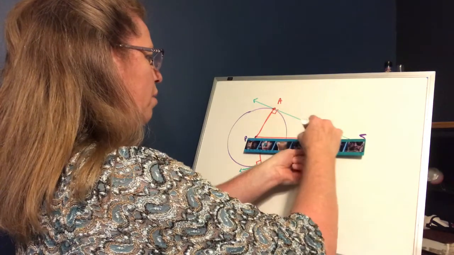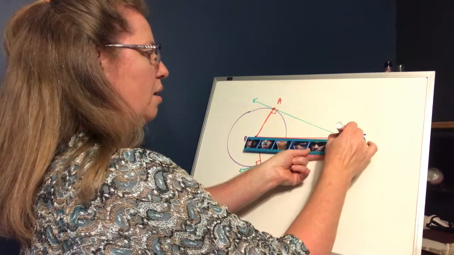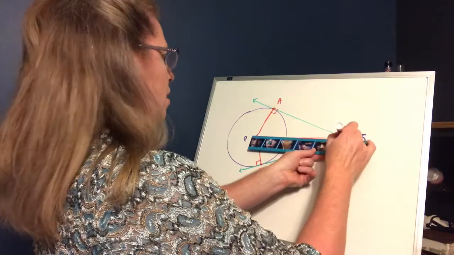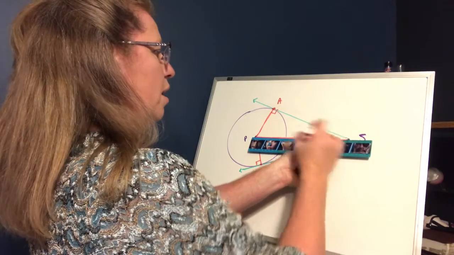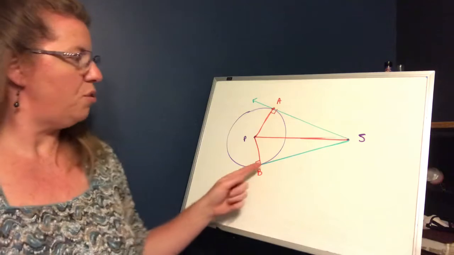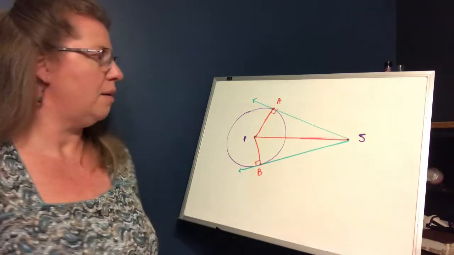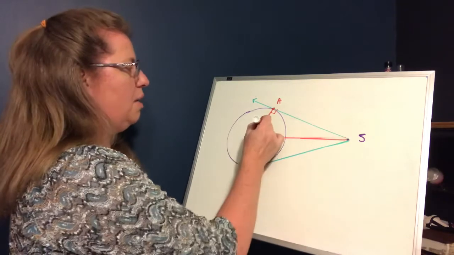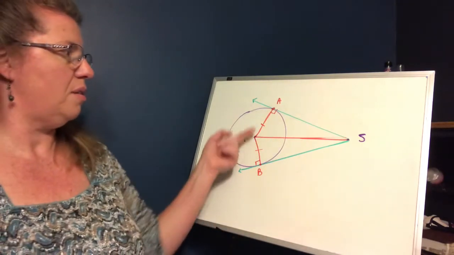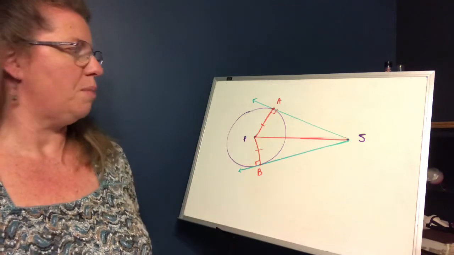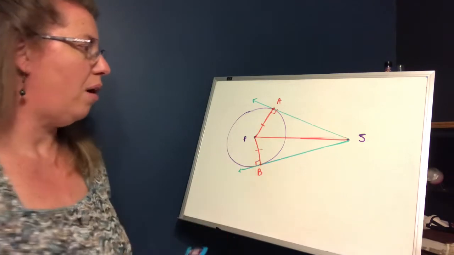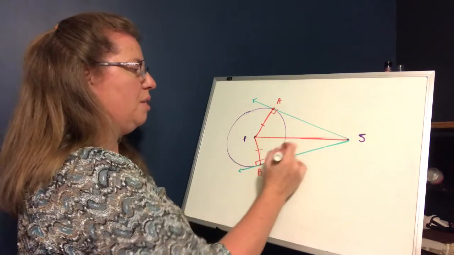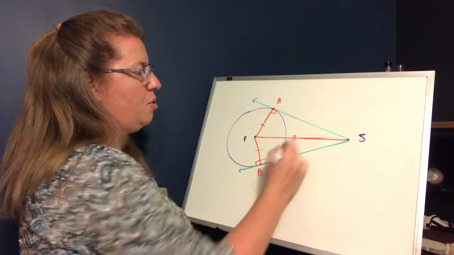See if you can tell me what you see. Okay, tell me what you see. We have two right triangles, hopefully you see that, and we know that the radius is congruent to the radius over there. Since it's the same circle, these two segments must be congruent, and they also share the hypotenuse.